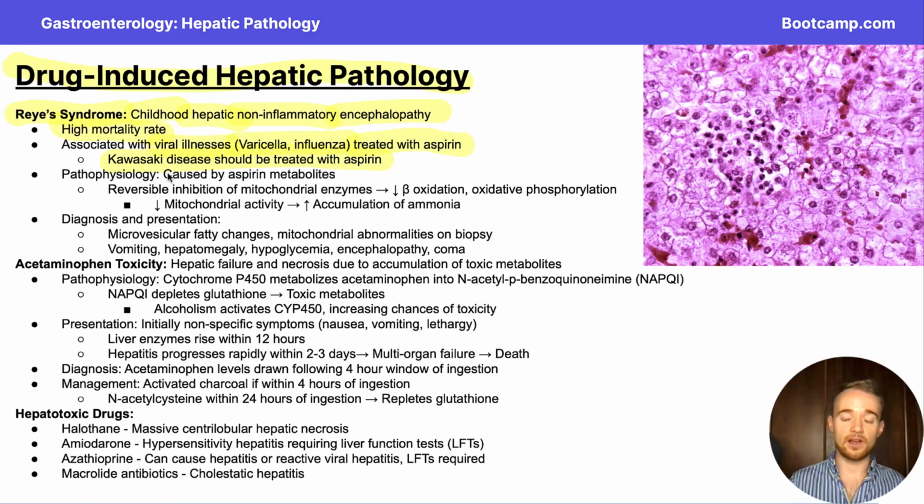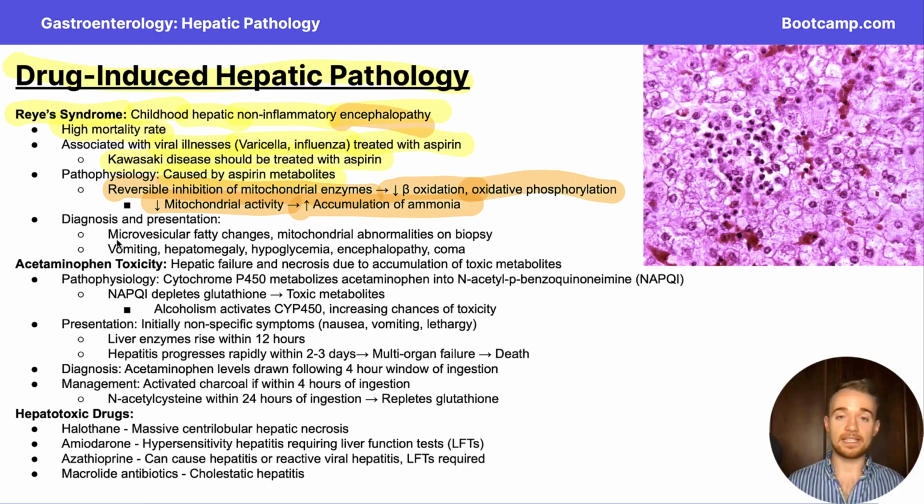Now the pathophysiology here, as I mentioned, is caused by these aspirin metabolites. Essentially, the metabolites of aspirin cause a reversible inhibition of our mitochondrial enzymes, and that is going to lead to a decrease in beta oxidation as well as a decrease in our oxidative phosphorylation. What this is going to result in is a decrease in overall mitochondrial activity, and that is going to cause an accumulation of ammonia, which is what is going to lead to our encephalopathy.